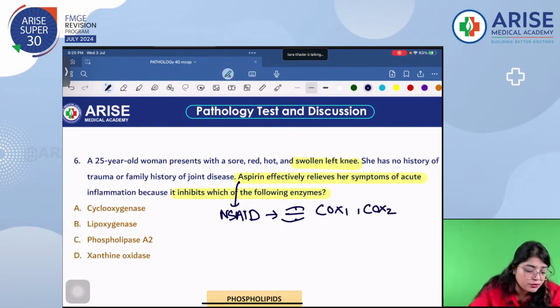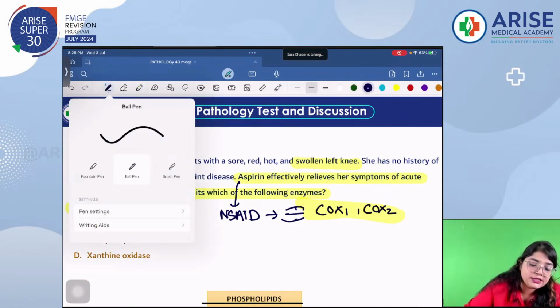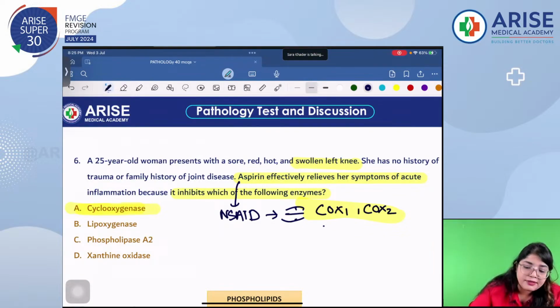Yes, very good. It inhibits both COX-1 and COX-2. So this is actually going to inhibit the cyclooxygenase. Can anybody tell me the selective COX-2 inhibitors?